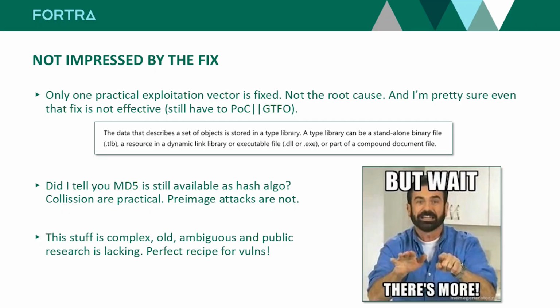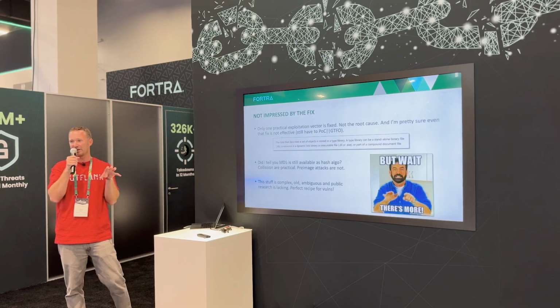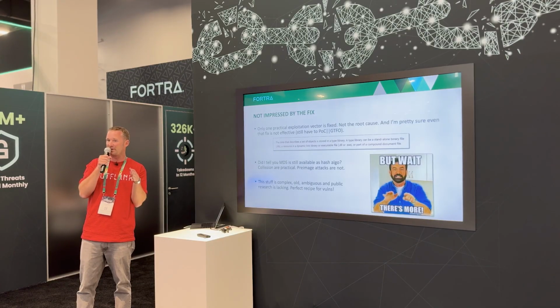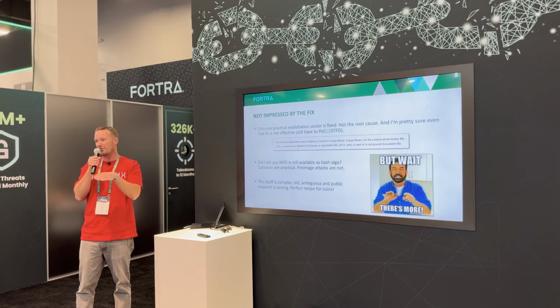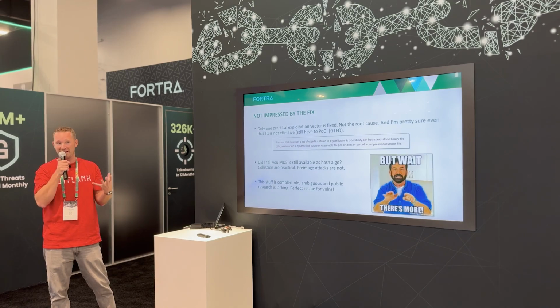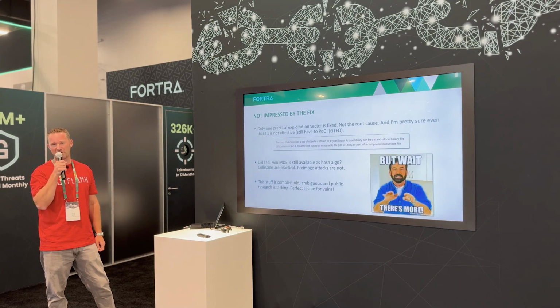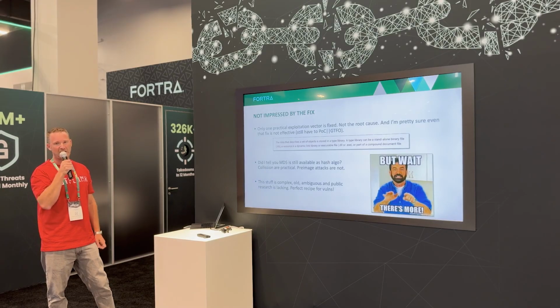Because, well, somewhere in the Microsoft documentation, it says that a type library can be embedded in a compound document file, which is a Word file, or a PowerPoint file, or an Excel file. I have not found any practical implementations of how to do this, so I'm still exploring how to do it. But Microsoft themselves say that it should be possible. So it should be possible to get the type library in the Word file itself, and that would bypass the fix. But there's many more things going on with the hashing algorithm and with the actual signing.